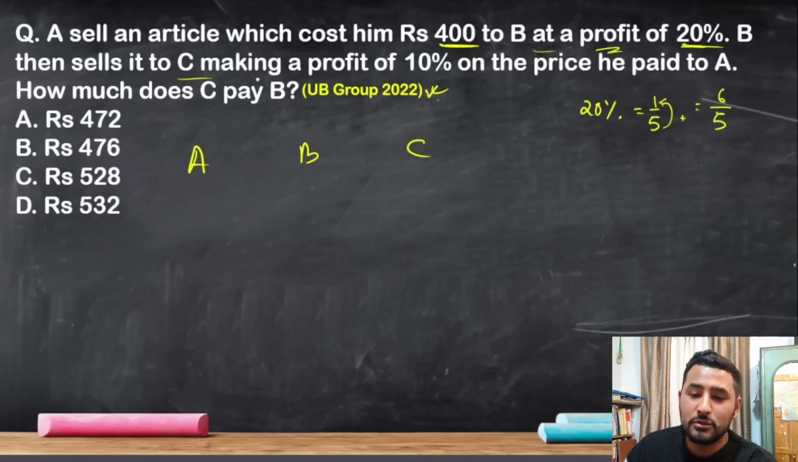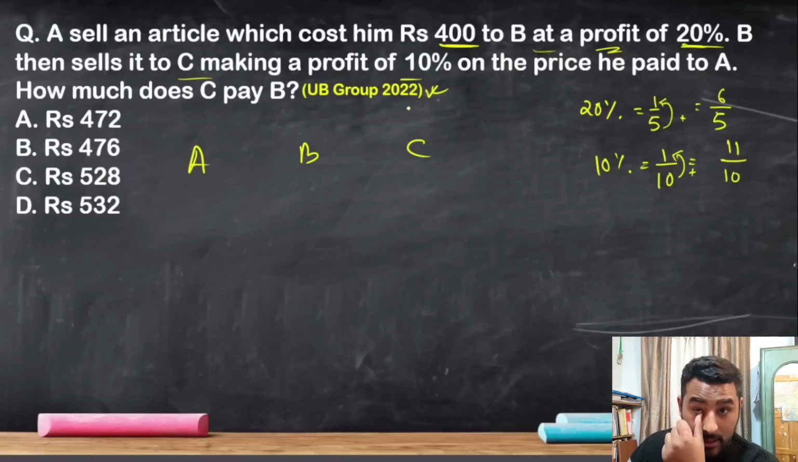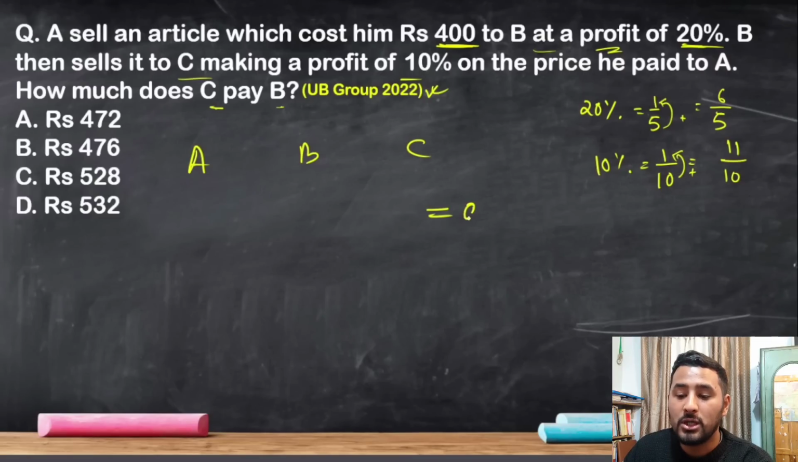Then B sells it to C, making a profit of 10%. So 10% is 1 by 10. Since it is a profit, you add: 10 plus 1 is 11 by 10. Clear? Now see, the cost price of A we already know. So we need to know how much C paid to B. This will be the cost price of C. We need to find the cost price of C. We don't know it, so let's see.